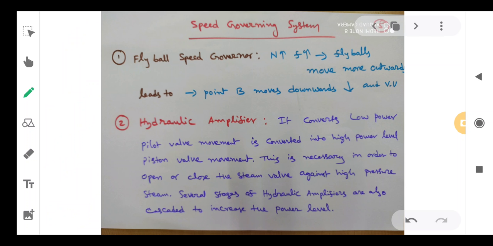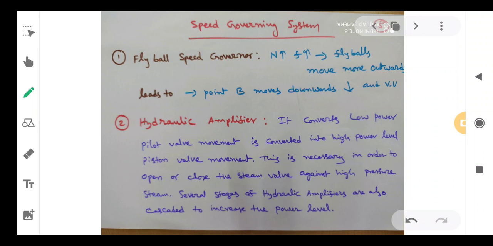So what is the speed governing system? What are the components, and what is the significance of each component? The flyball speed governor: when the speed is increased, frequency also increases. The flyball moves more outwards, which leads to point B moving downwards, and vice versa.